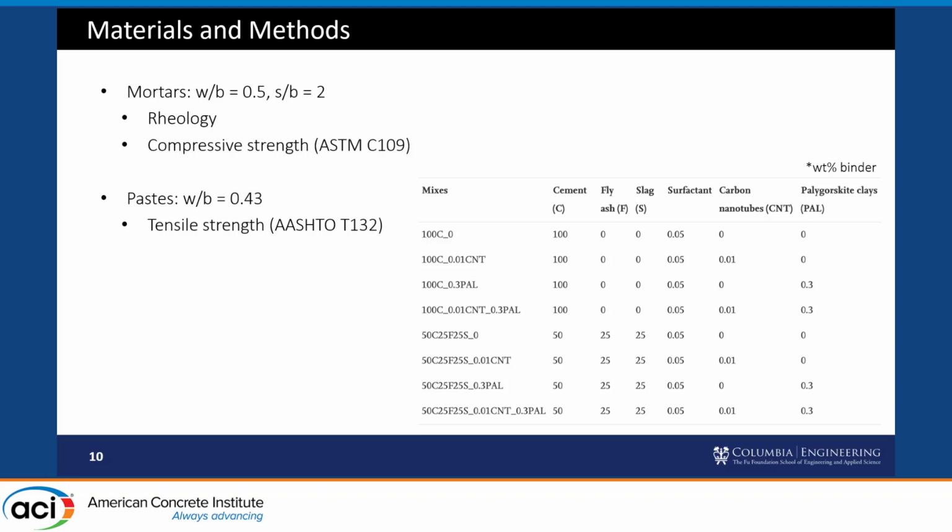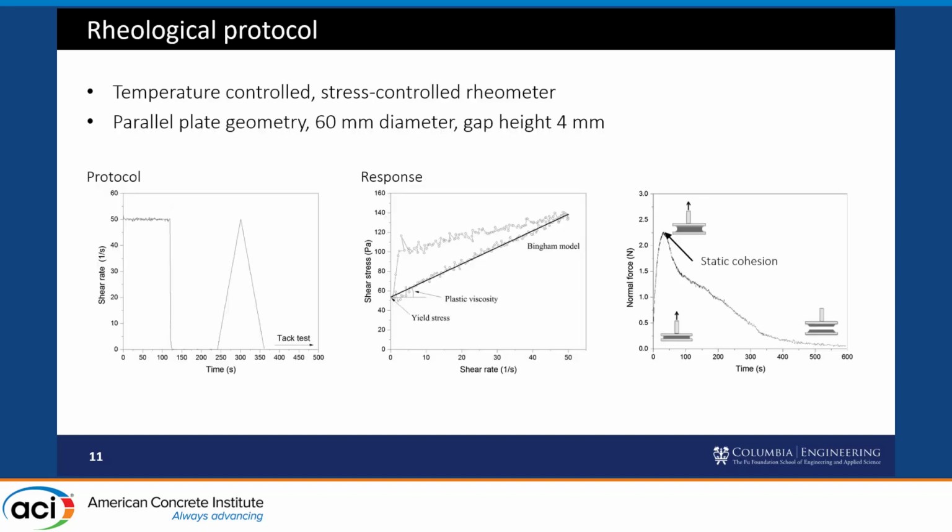In terms of the mixes, for shear rheological characterization and compressive strength, we tested mortars, and for tensile strength, we tested paste. The compressive and tensile strengths were based on standards, and on the next slide I'll tell you a little bit about the shear rheological characterization. So the table, there isn't too much new information. Basically, OPC system, blended system with CNT addition, clay addition, or the combination. One thing I do want to point out is that for the CNT dispersion, we did incorporate a surfactant, and so we just added that to all our mixes for consistency.